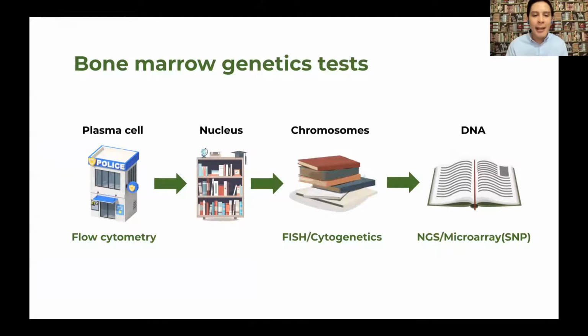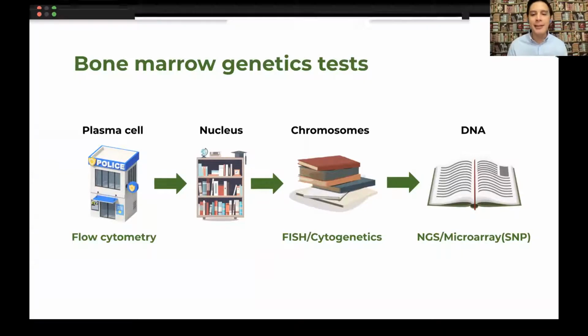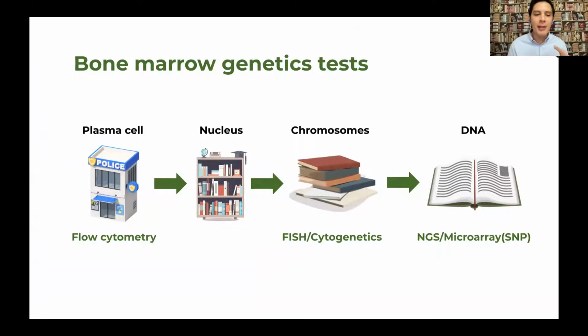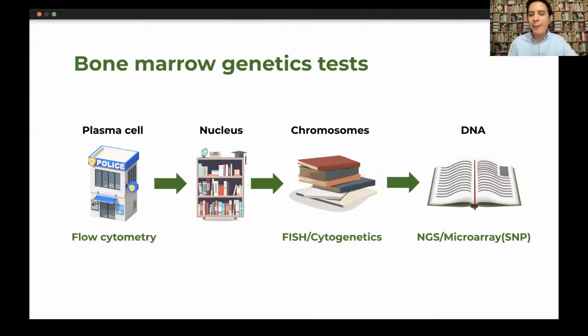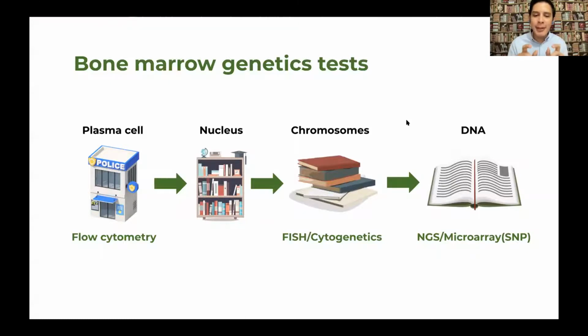Well, an easy way to understand your myeloma genetics is to think of the myeloma cell as a police department that is not working well. This department will have a nucleus, or a bookshelf, with all the rule books of how the department should behave. These rule books are what we know as chromosomes. We have 46 of them in each cell. And the rules written inside those books are the DNA.